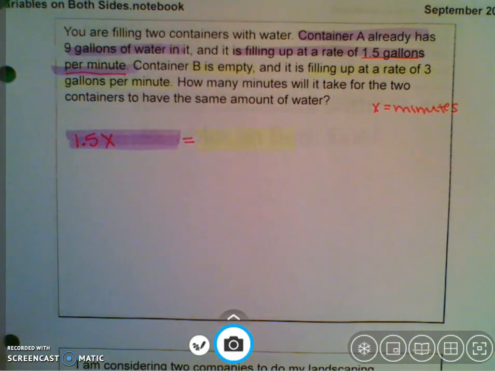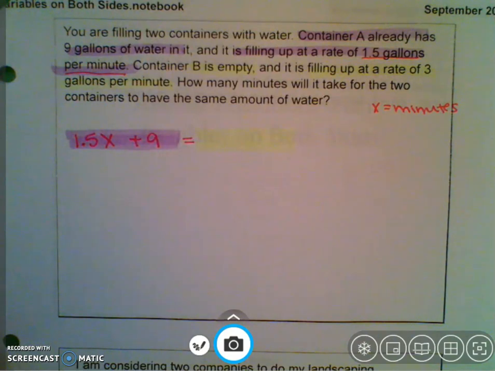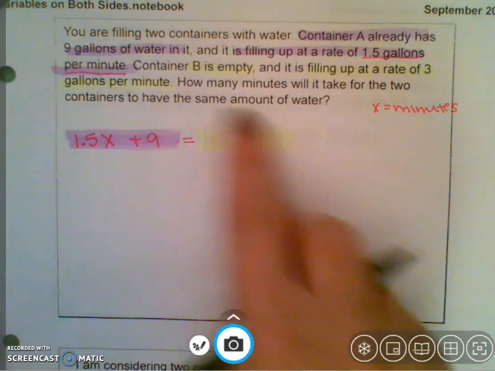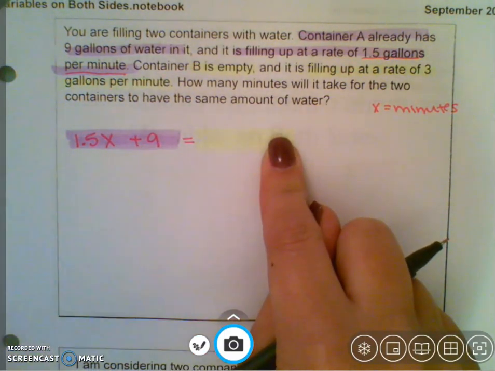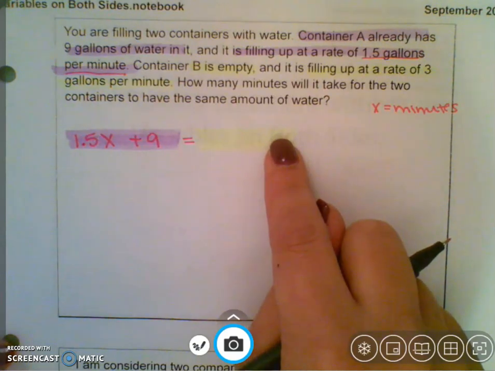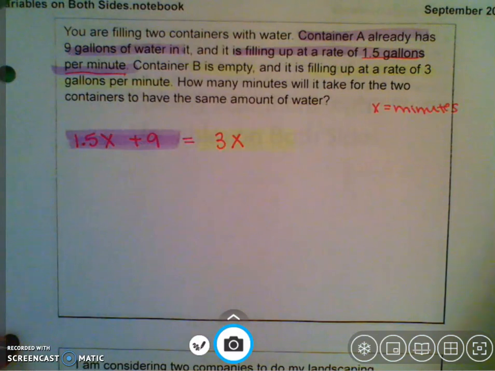So I'm going to write 1.5x, but container A already had 9 gallons in it. So I'm going to add 9 to the end of that. Container B is empty, so when I write this equation, there's not going to be a number at the end like there is here. But container B is filling up at a rate of 3 gallons per minute. 3 gallons per minute is 3x, 3 times x.